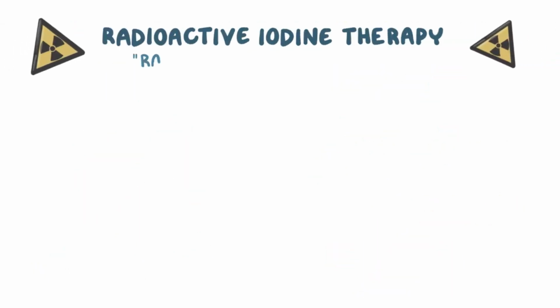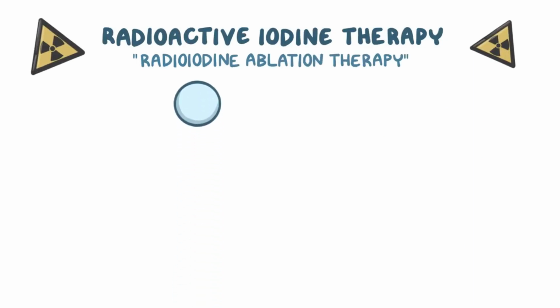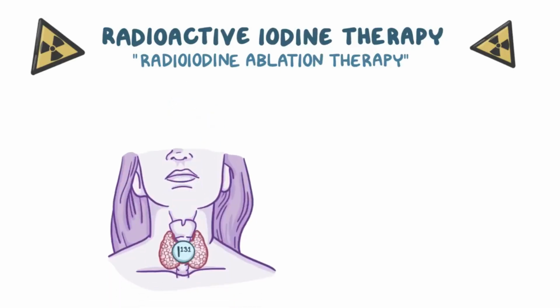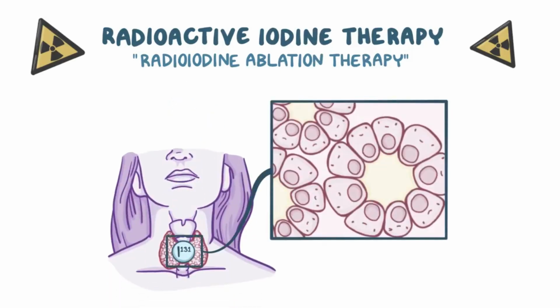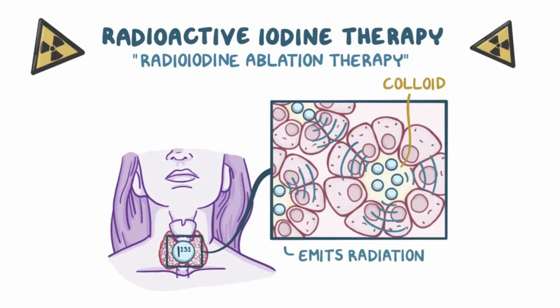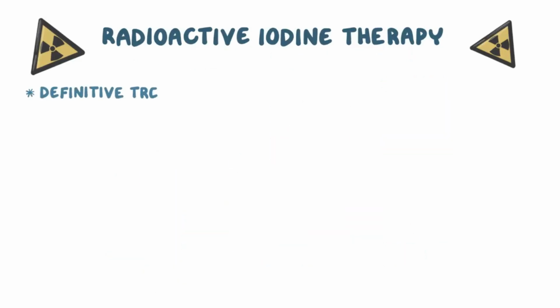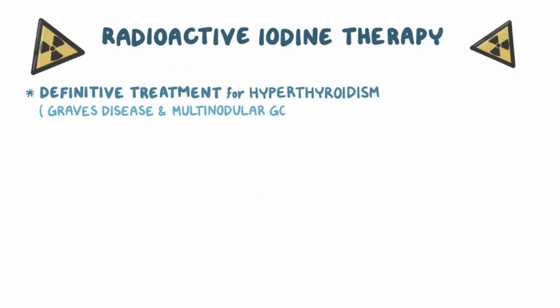Let's start with the radioactive iodine therapy, also known as radioiodine ablation therapy. The isotope of iodine that is used is iodine-131. It's taken perorally and eventually gets taken up by the thyroid. Over the course of a few weeks, the radioactive isotope collects in the colloid and emits radiation that causes permanent damage to the thyroid. This is the definitive treatment for hyperthyroidism caused by Graves' disease and toxic multinodular goiter, but it could also worsen Graves' ophthalmopathy.